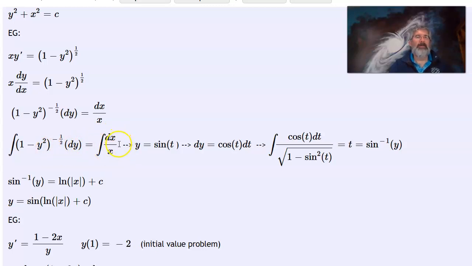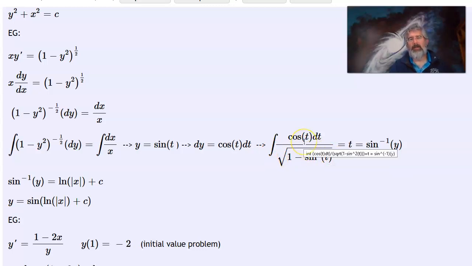This right-hand side is probably easy enough, but the left-hand side, do you know how to do that? Well, anyway, I do. So with the 1 minus y squared, I'm going to let y equal sine t, dy equals cos t dt. Substituting in, there's the 1 minus y squared. The dy turns into a cos t dt, and then the denominator is cosine t, because 1 minus sine squared t is cos squared t, and take the square root.